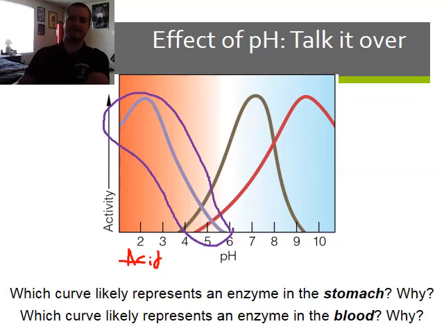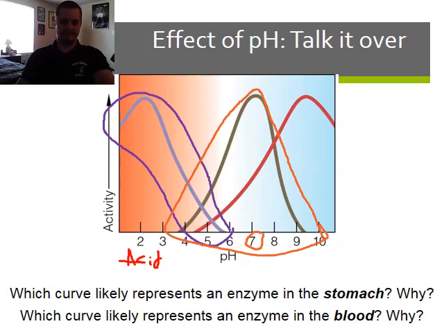Now, how about an enzyme inside of our blood? What do you think? Now, the blood in our bodies is around neutral. If we think back, 7 is neutral. So which of these works best inside the blood? That would be enzyme brown. So, just a few things, and on the next slide we'll bring everything to a conclusion. But that should just about do it for enzymes. The effect of pH, the effect of temperature, and salt concentration will work the same way. So I'll see you on the next slide.